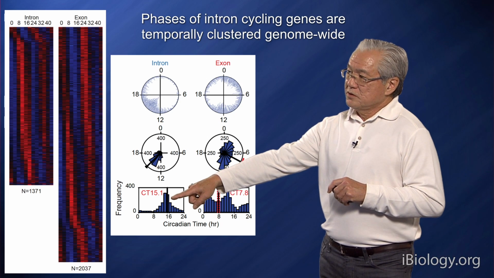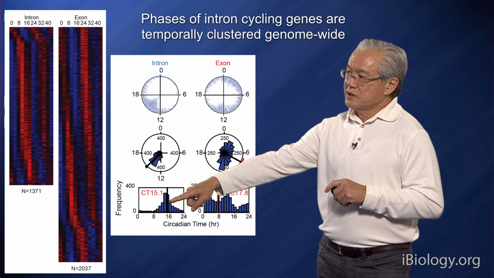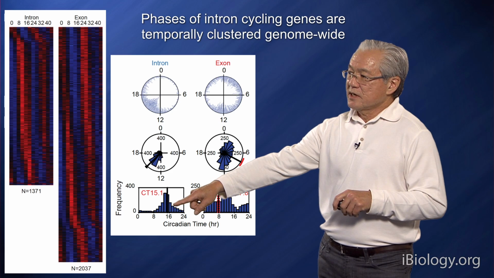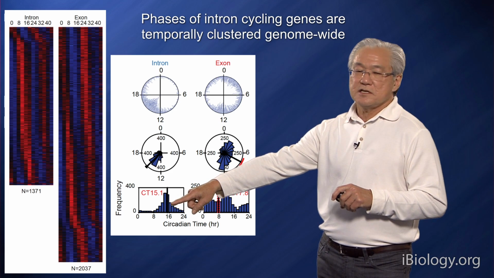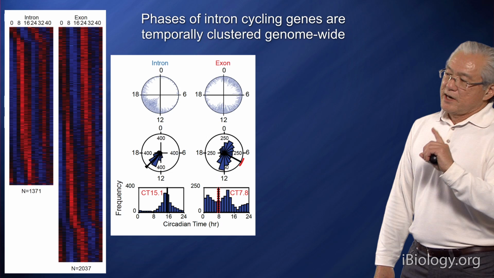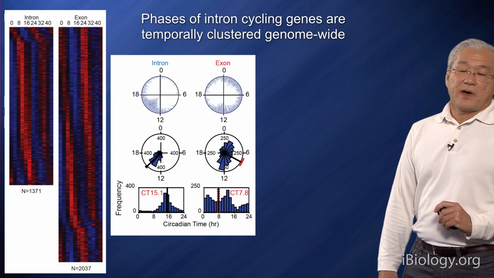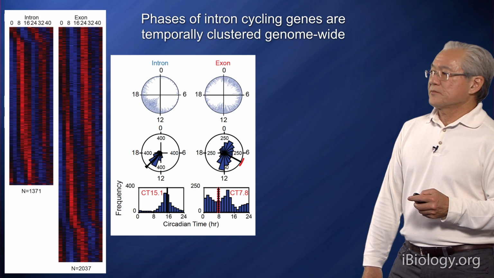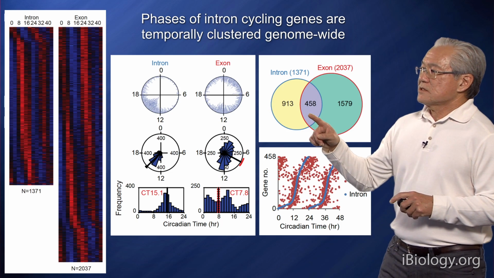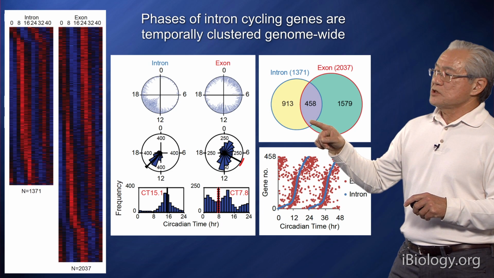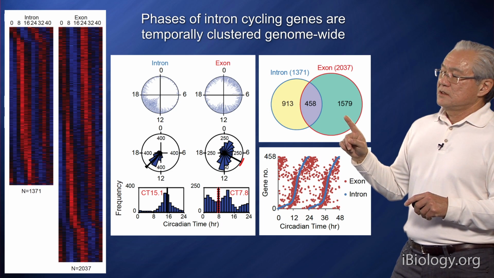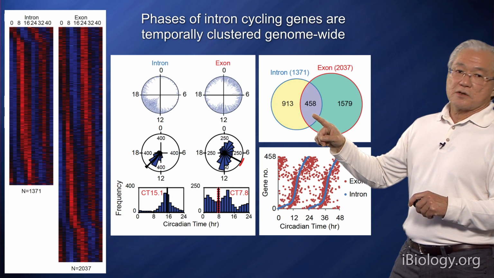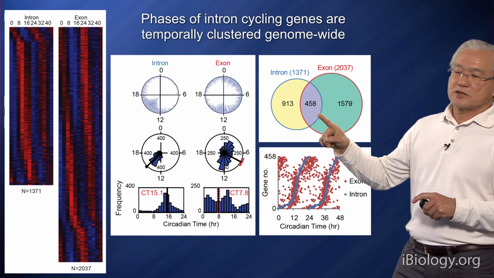But interestingly, when we look at the intron reads, we find a very interesting result, and that is that there is a coordinated peak of intronic RNA rhythms that peaks at CT15. That's about 3 hours after the beginning of the night for the mouse. And this coordinated transcription is very interesting. The other feature is that the intron cycling genes and the exon cycling genes do not largely overlap. There are only about 450 that have both intron and exon cycling transcripts that are detectable.